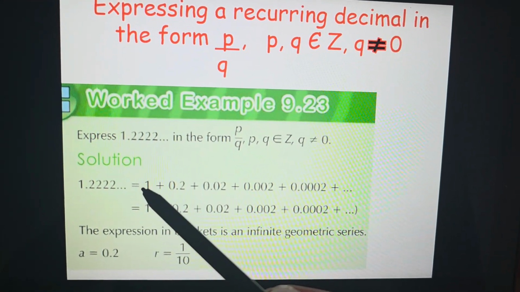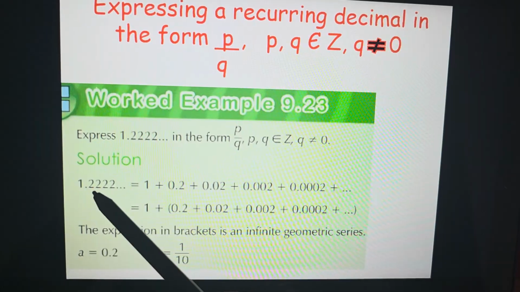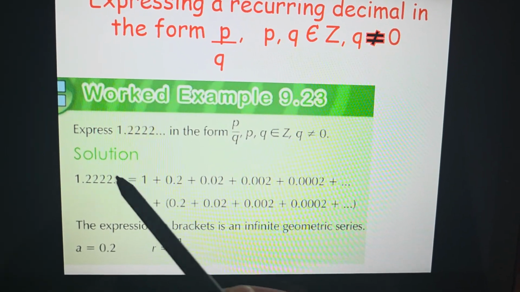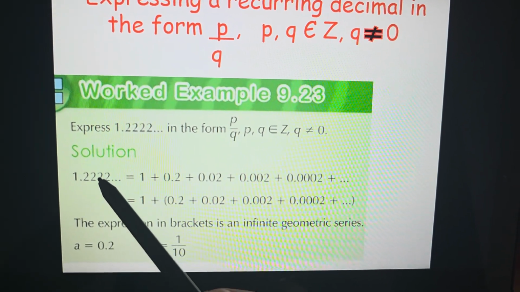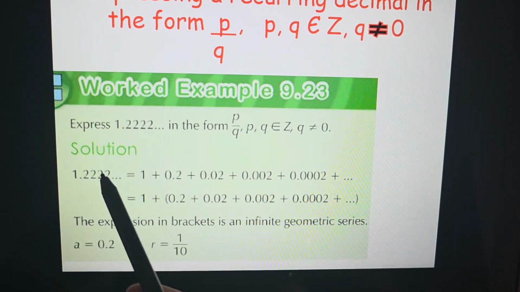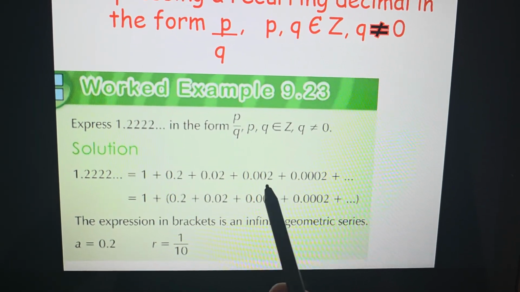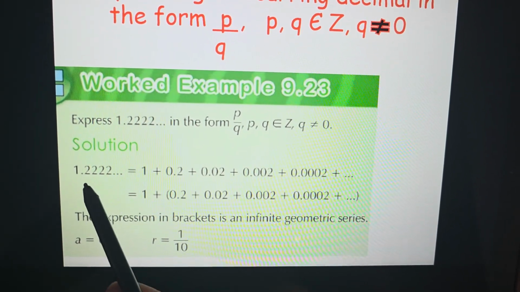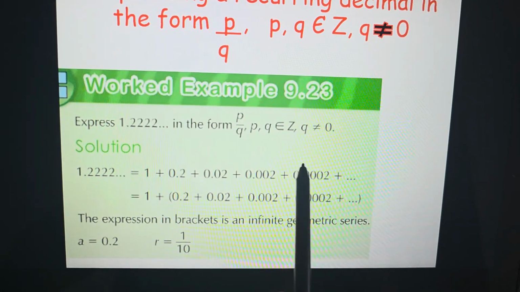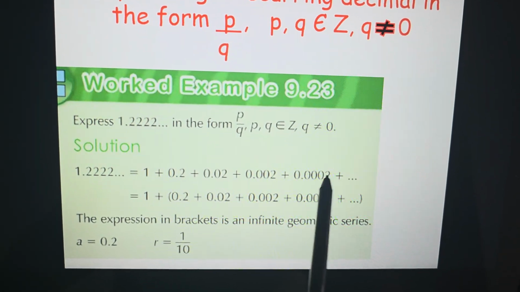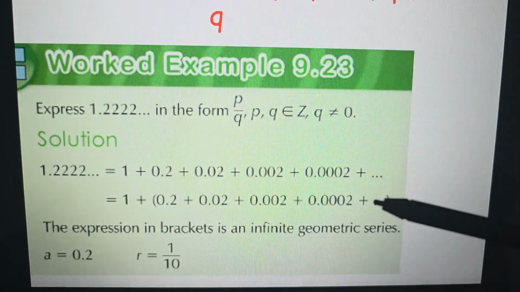So I've got one whole unit, then I've got 0.2 as a decimal, which is 2/10. Then you've got 0.02, which would be 2/100. Then you've got 0.002, which would be 2/1000. Then 0.0002, which would be 2 over 10,000. And it'll keep going on in that fashion, okay? It goes on to infinity.